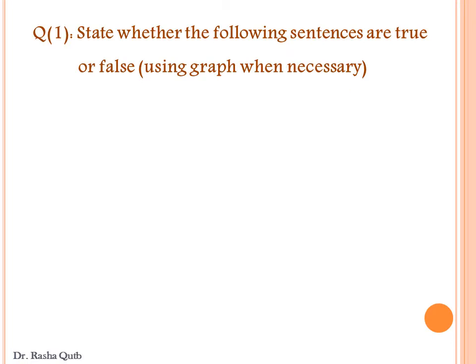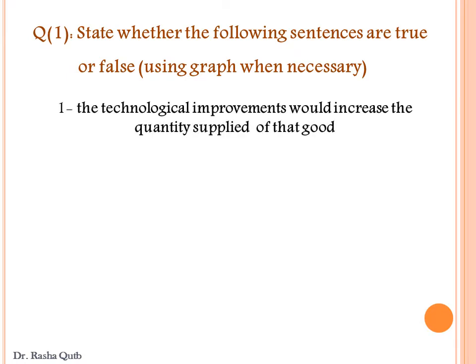First, state whether the following sentences are true or false. Number 1. The technological improvement would increase the quantity supplied of that good. This sentence is false. Why? Because the technological improvements would increase the supply of the good, not the quantity supplied.